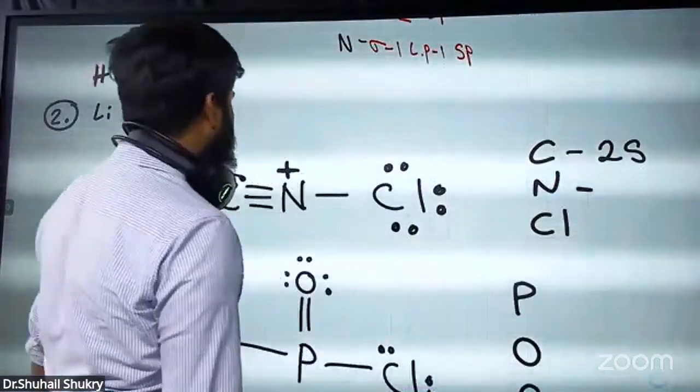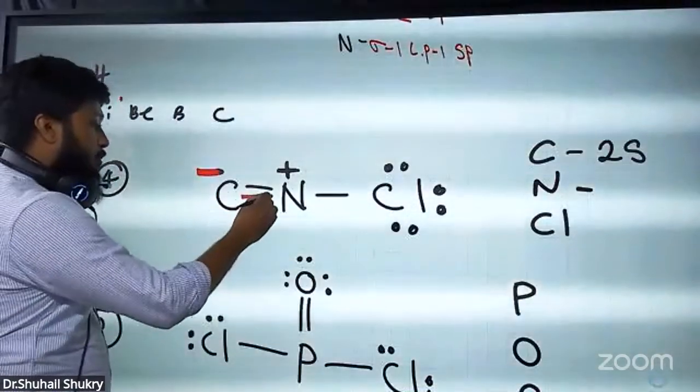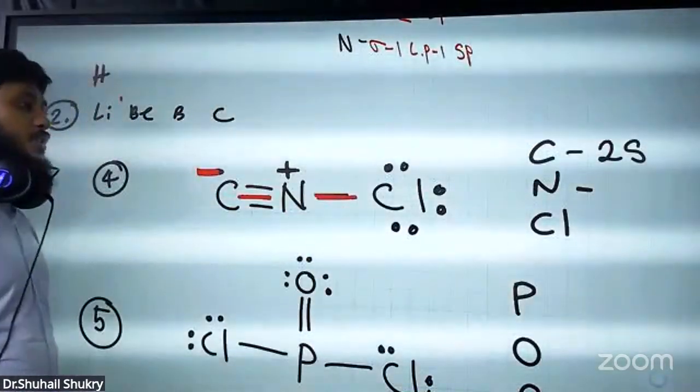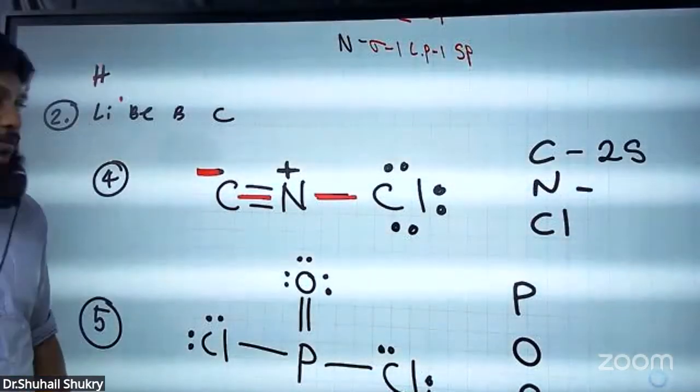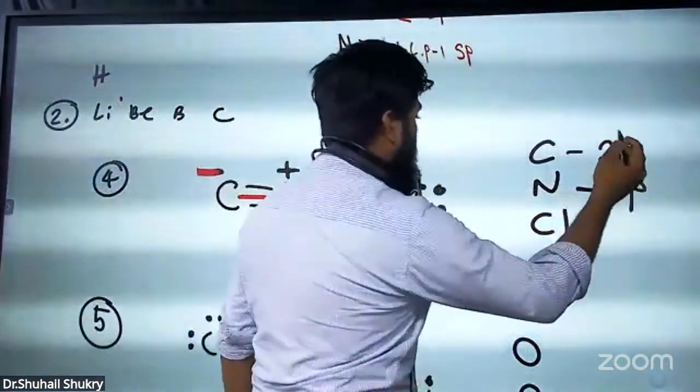Around nitrogen, how many sigma bonds are there? 1, 2. 2 sigma bonds. Then what is the hybridization, guys? sp. Well done. There are 2 sigma bonds, so sp.